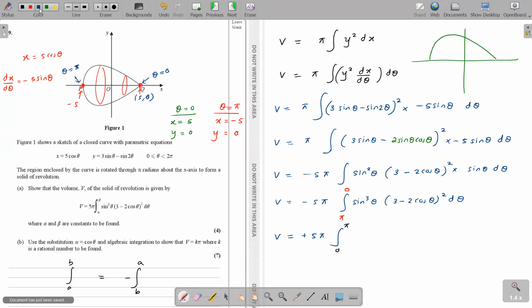And I get here sine cube theta times (3 minus 2 cos theta) whole thing squared, which is our, show that. This is the answer for 4 marks. Are you okay?